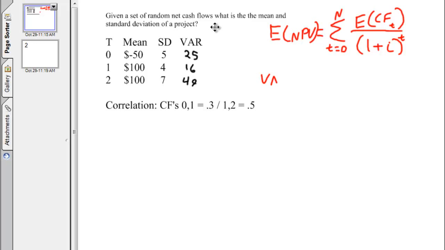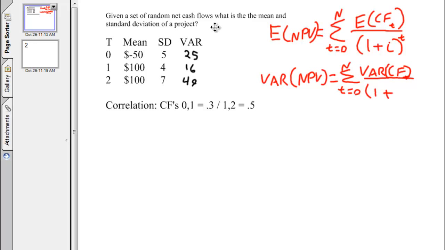So the variance of our net present value is equal to the sum, t equals 0 to n, of the variance of our cash flows at time t, all over our discounting factor. The difference is we raise it to 2 times t, right? And that's our independent variance.